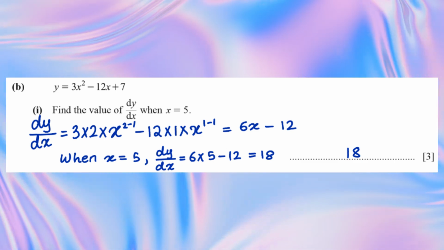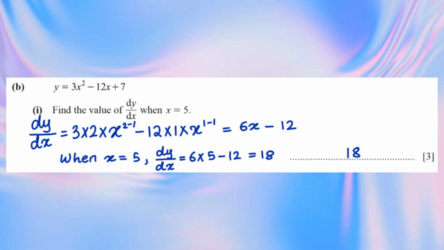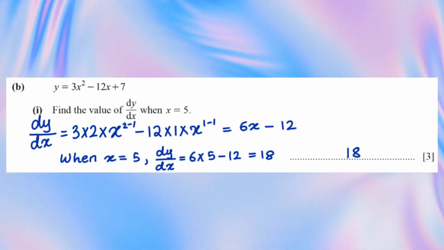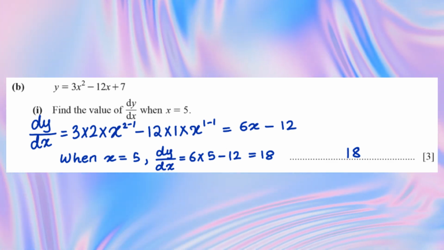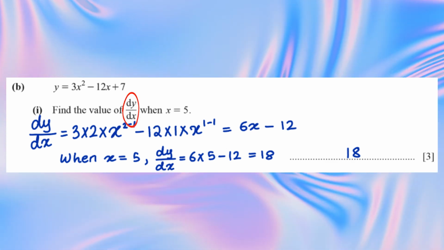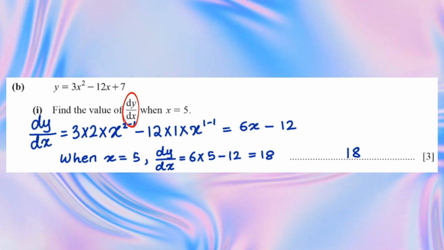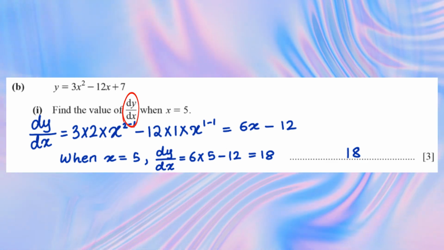Moving on to the first part of part B. Here, it says that y equals 3x squared minus 12x plus 7. Find the value of dy by dx when x equals 5. First, I'd like to explain a few concepts to help us understand the question better and how to answer it. Dy by dx here represents the derivative of y with respect to x. The derivative helps us find the gradient of a curve at any point on the curve.